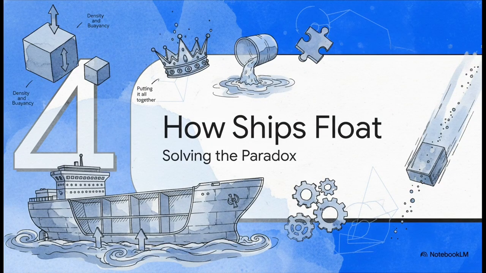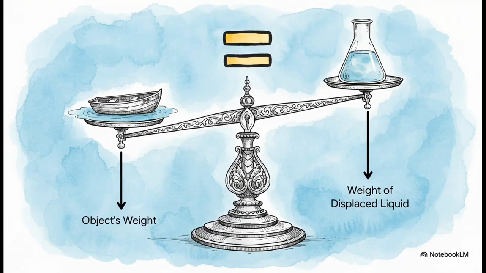Okay, we've got all the pieces of the puzzle. We know about density, we know about the upward push of buoyancy, and we know Archimedes' principle. Now, let's connect all the dots and finally solve that paradox of the giant steel ship. So this is the golden rule, the core of it all, called the principle of flotation. For something to float, it has to push aside an amount of liquid that weighs the exact same as the object itself. The forces have to be perfectly in balance.